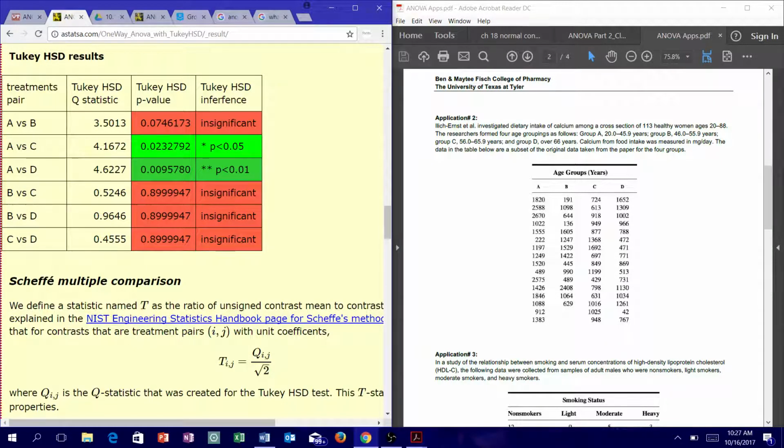Oh, it did adjust the p-value for comparison to groups A and D. Which one do we have? No, so the one posted. I'm looking for... Oh, it's already on here. Okay.